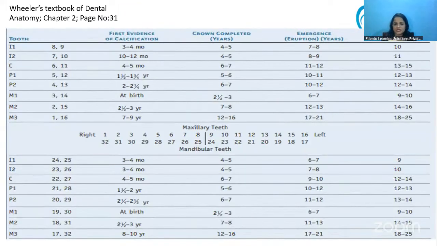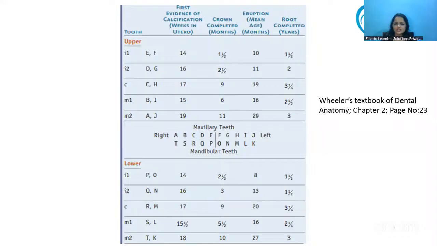And in the permanent dentition also, when is the first evidence of calcification, when is the enamel formation getting completed, when is eruption happening, questions like that can be asked. Okay, so if you study these two tables itself, you will get a general idea about the chronology, when the tooth is getting erupted. So these two tables are really important. Just have a look at them daily, so that it will stay in your visual memory forever.